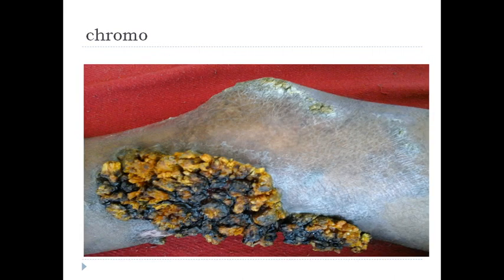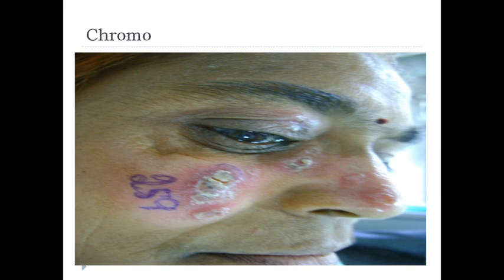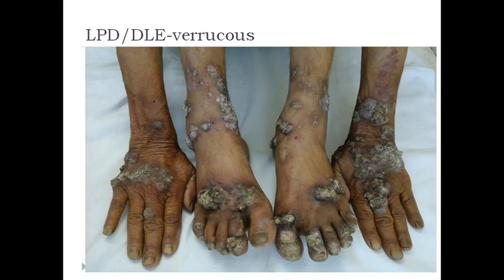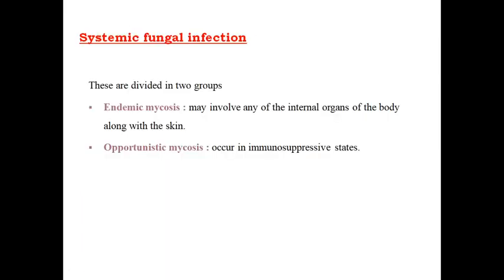This was another patient of chromoblastomycosis. Another patient of chromoblastomycosis. That also comes in differential diagnosis of verrucous sporotrichosis. Another patient who visited our OPD, she was a patient of hypertrophic lichen planus. It is wrongly written lichen planus dystrophicus, or it is hypertrophic lichen planus, or it can be verrucous DLE. So again she was lost to follow up. She did not turn up.